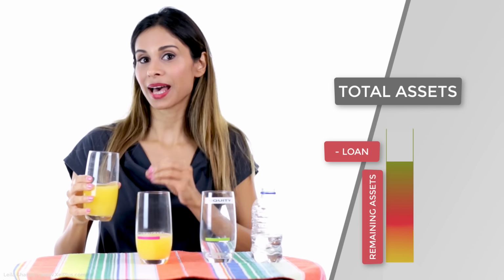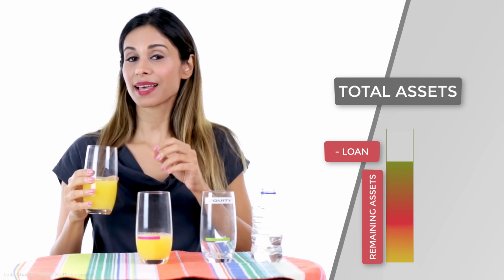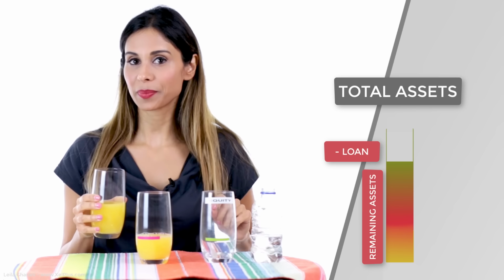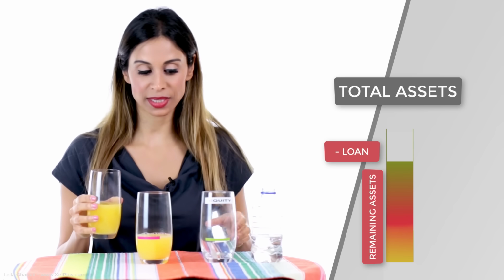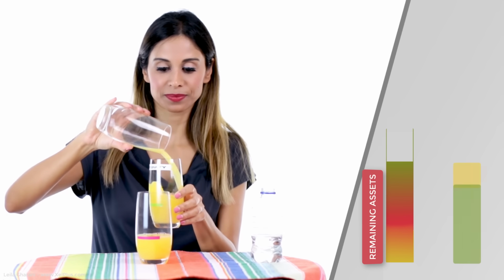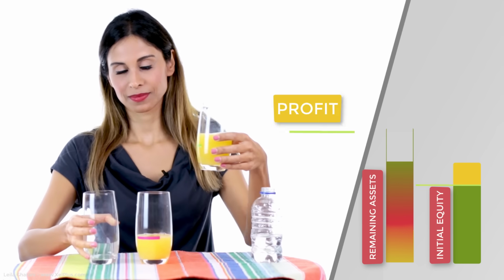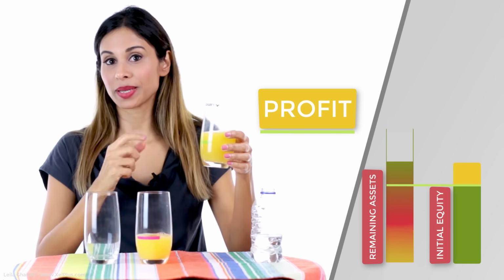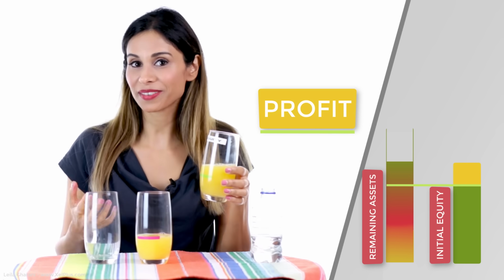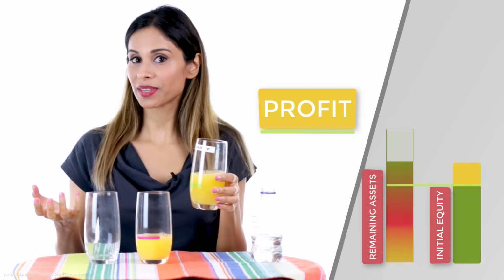Now, if the value of the remaining assets is higher than the original equity the owners paid in, the company made a profit and increased its financial value. So let's check. If it's less, we made a loss. Now in our case, it's higher than the green line, so we made a profit and increased the value of the company. Now the important part of this exercise is that the glass with the equity was always empty.